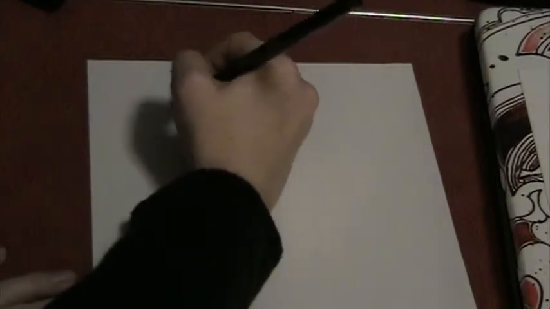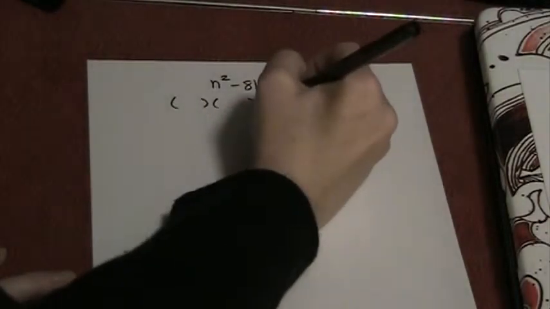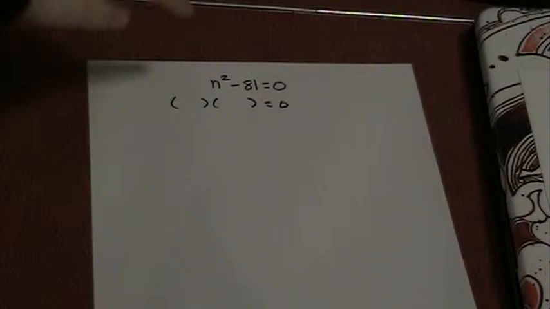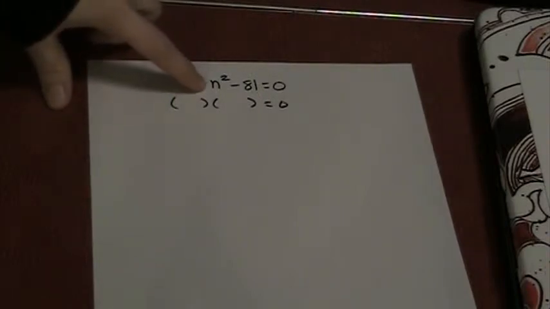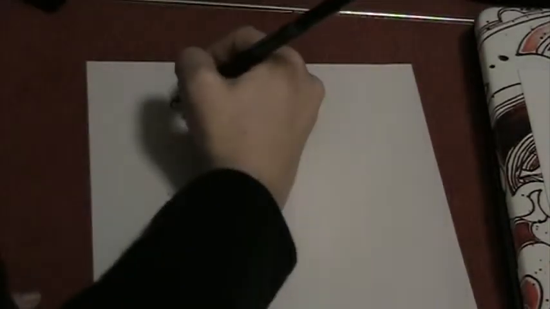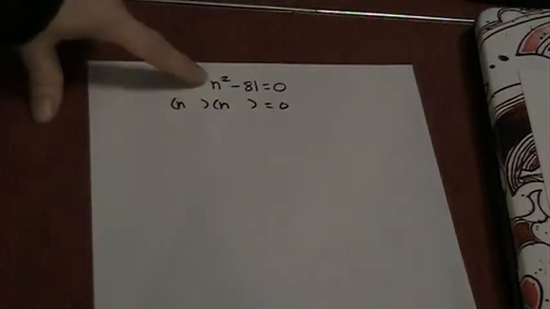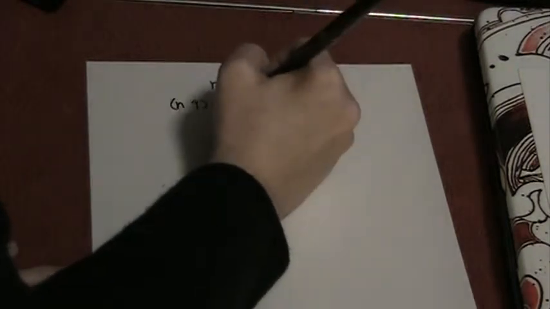And what we learn when we learn about factoring is all you have to do is create two sets of parentheses for your two binomials, and you take the square root of each term. So the square root of n squared is n. You'd place that first because that's the first term up here. And you take the square root of the next term, which is 81. Square root of 81 is 9.